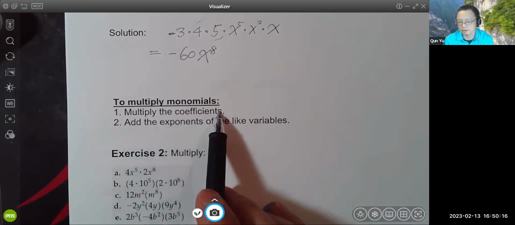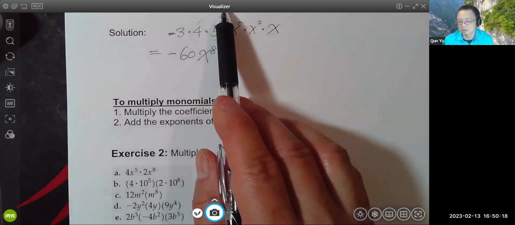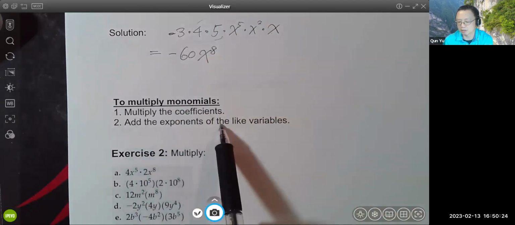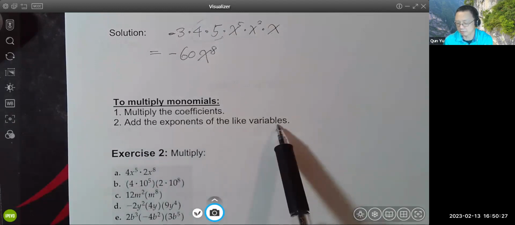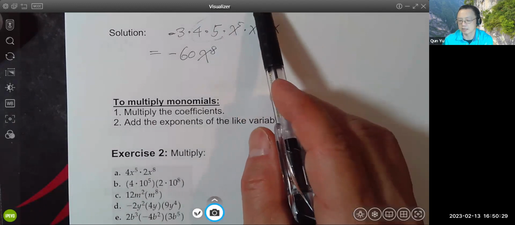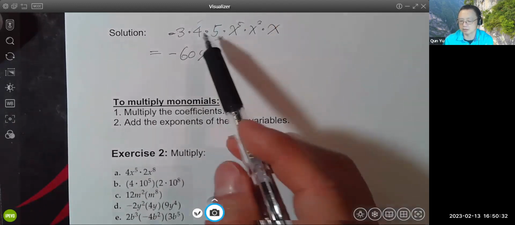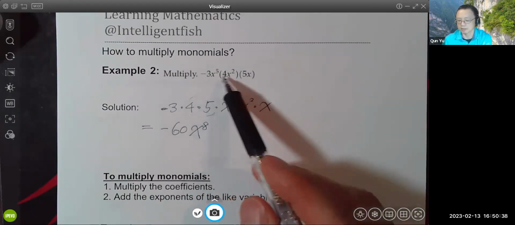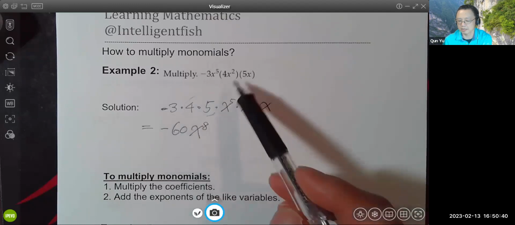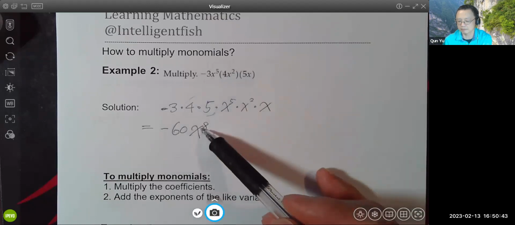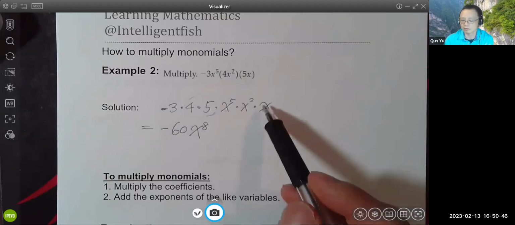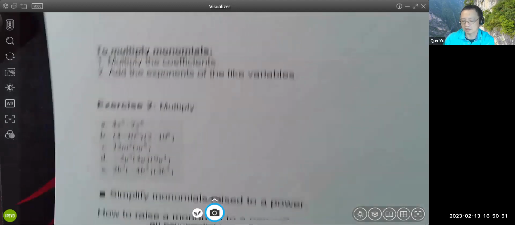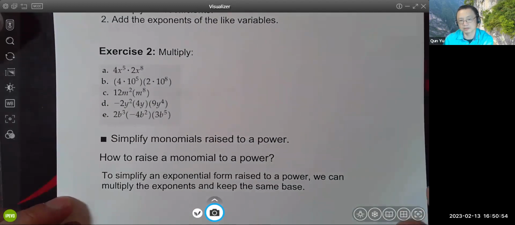Multiply the coefficients, that means multiply those numbers. Negative 3 times 4 times 5 to get negative 60. Then add the exponents of like variables. That means same variables. Since we have the same variable, you just add all of the exponents together. In other words, you don't need to go through this step after you understand that. All you need is to multiply the numbers together and get this final number, add exponents for the same variable, and you get this final answer. So you don't have to go through this middle step. That's after some exercise. Now, your second set of exercise questions.